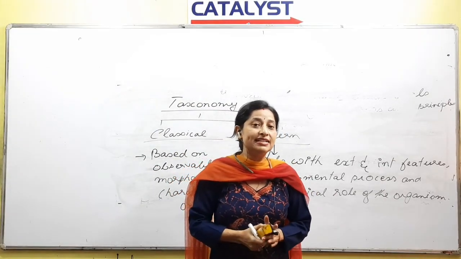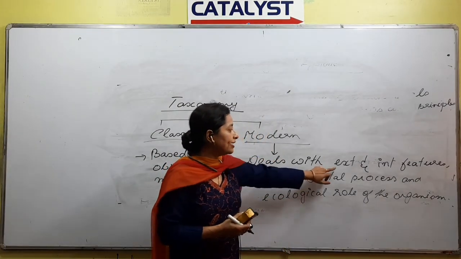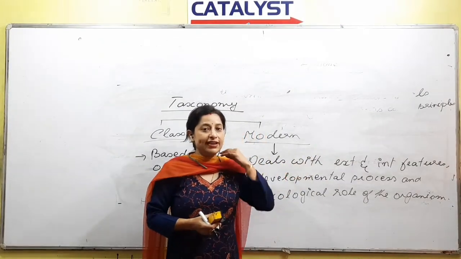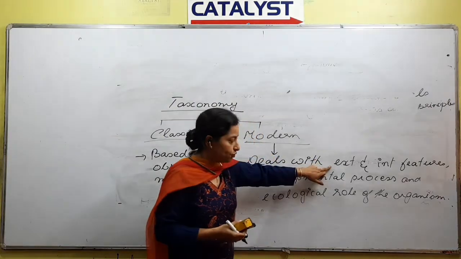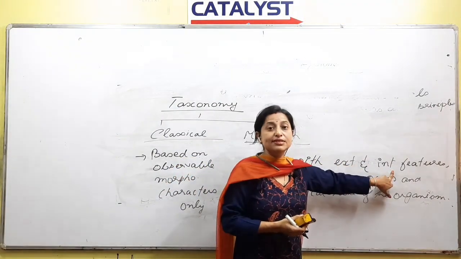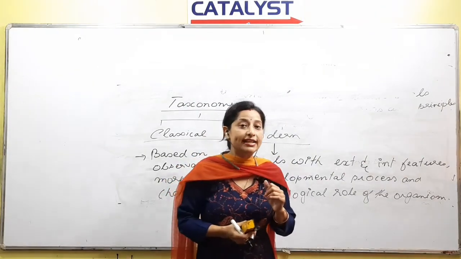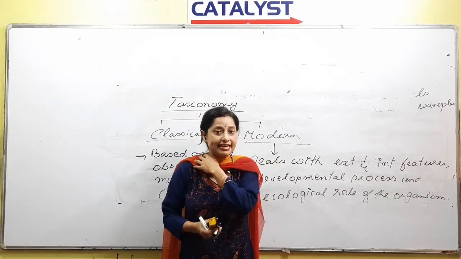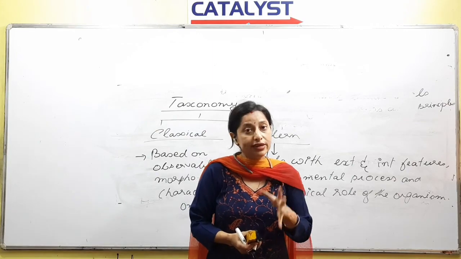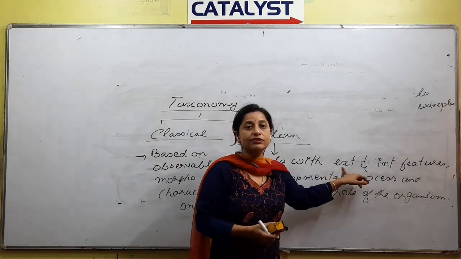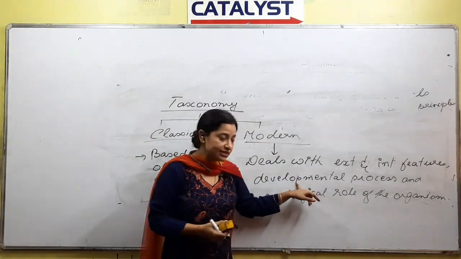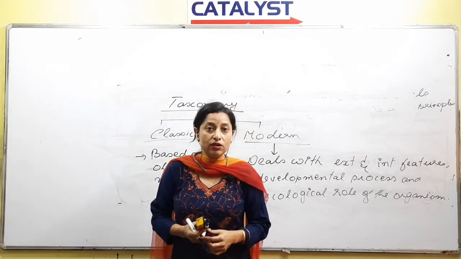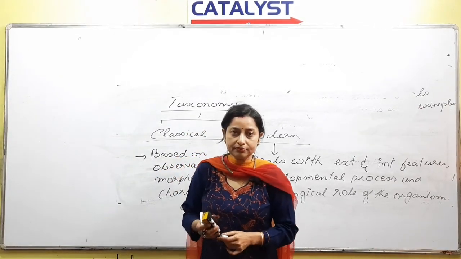And what are the characters that we are considering in a modern classification? We are talking about the morphology, the external characters of an organism, that is what is called morphology. Internal features means we are taking into consideration the anatomy of the organism also, right? Developmental process is nothing but physiology, right? What are the activities, what are the reactions going on inside the organism. So we consider morphology, anatomy, and physiology, and lastly we are considering the ecological role of the organism. Now what is ecology? It is nothing but a study.